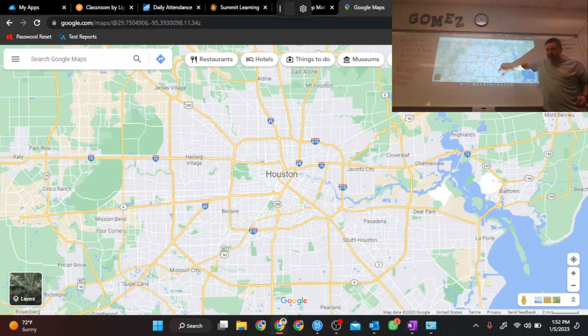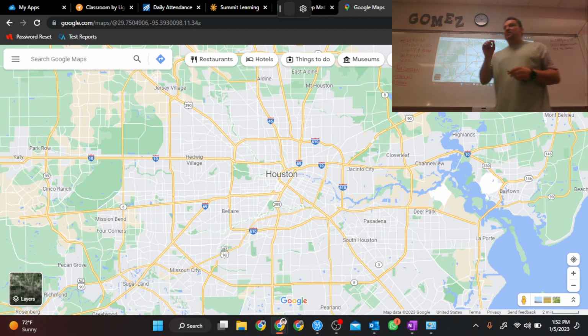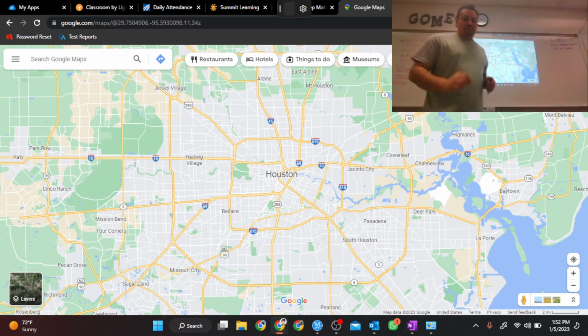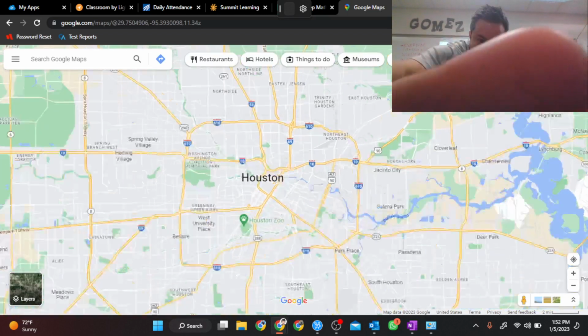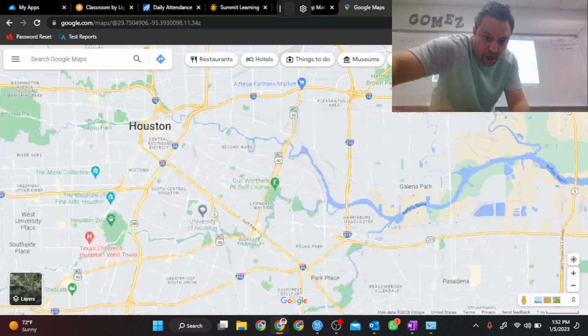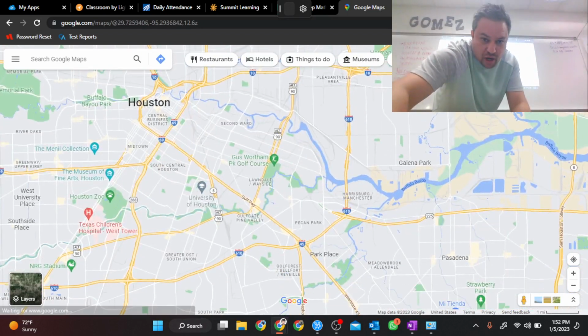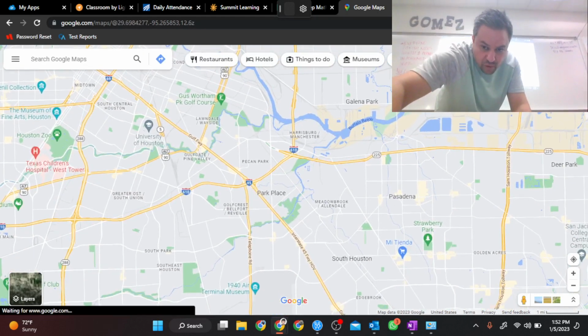Put it right there. Now look at what happened. Look at what's going to happen when I zoom in. When I zoom in on this map, just wait for a little bit. Let's go to where we are. Where are we? Right here.